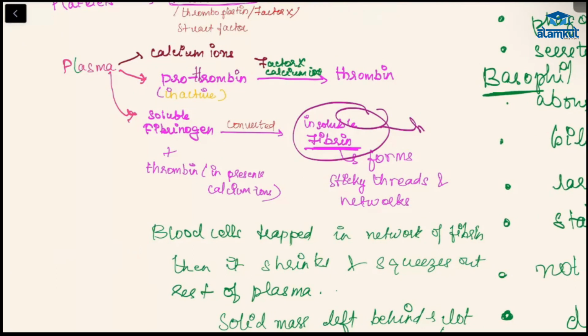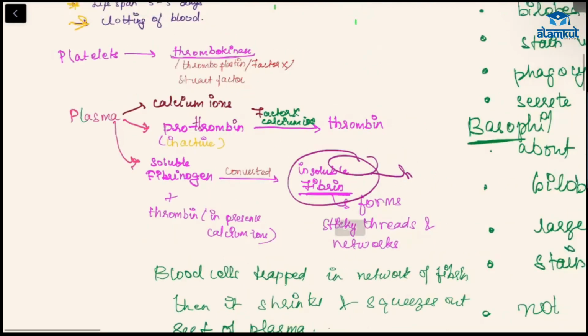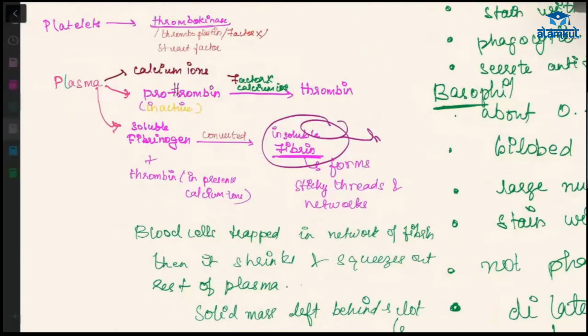Ma'am, so plasma contains three substances. Yes. There are many other substances too, but for the clotting of blood, these three are the main ones needed. Okay, then we'll start.